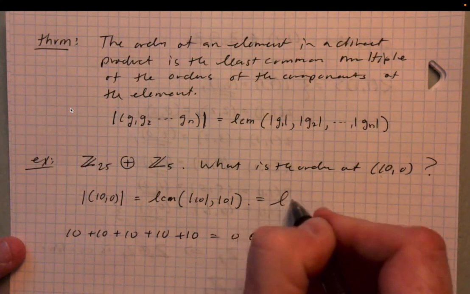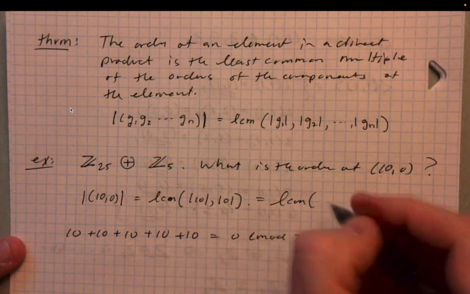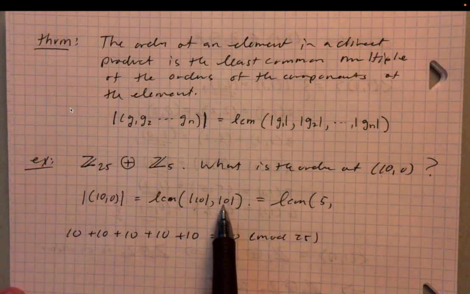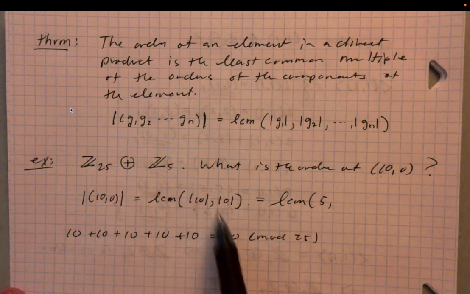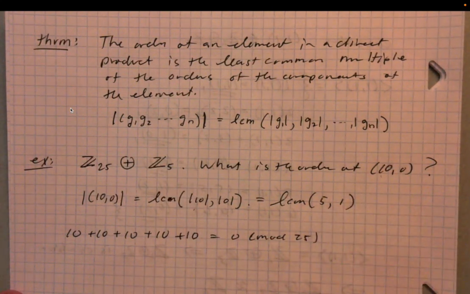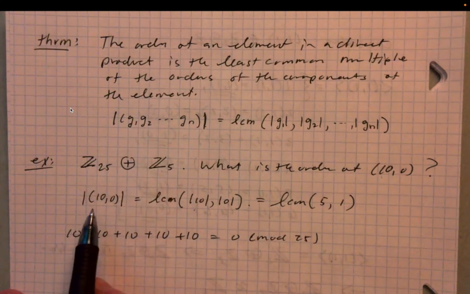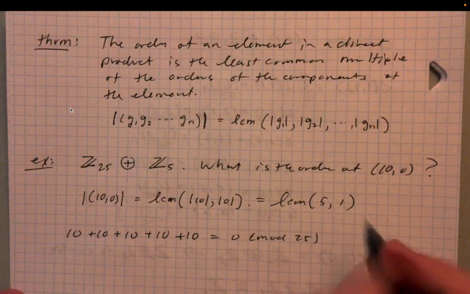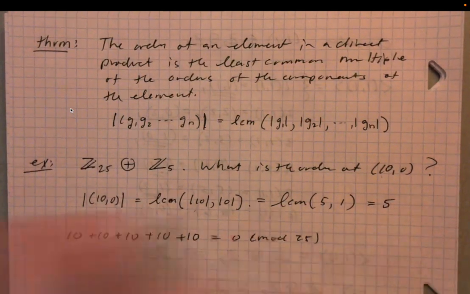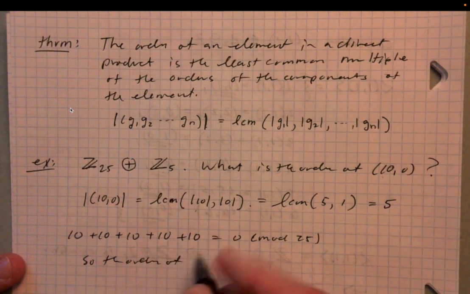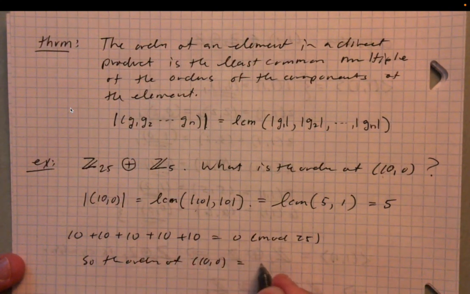Right, so the order of 10 is 5. Okay, what about the order of 0? Well, 0 is the identity element in Z5, so the order is 1. And so the order of (10, 0) in this external direct product must be the least common multiple of 5 and 1, which is 5. Right? So the order of (10, 0) is 5.